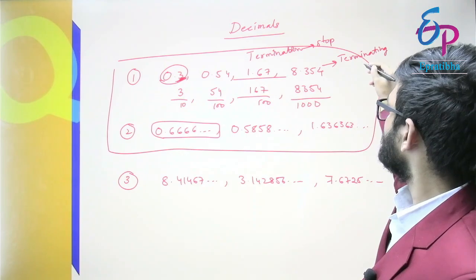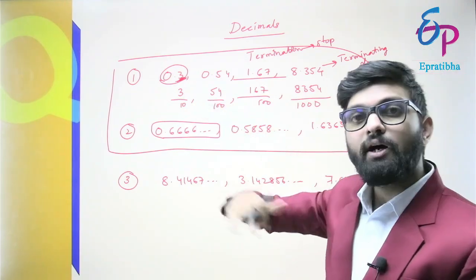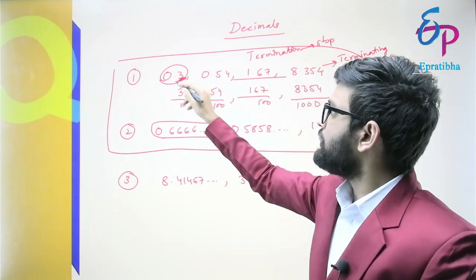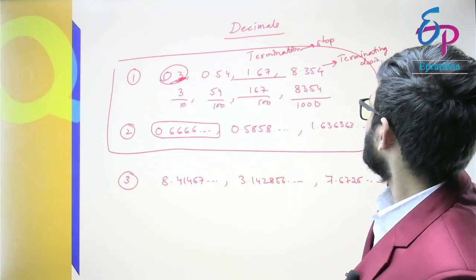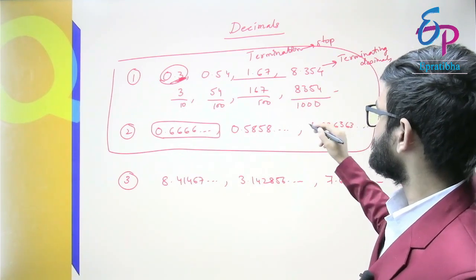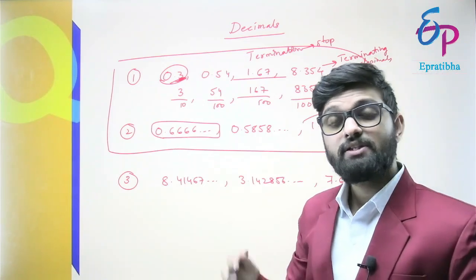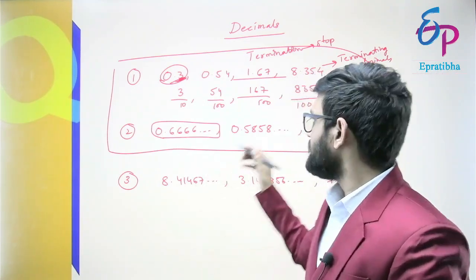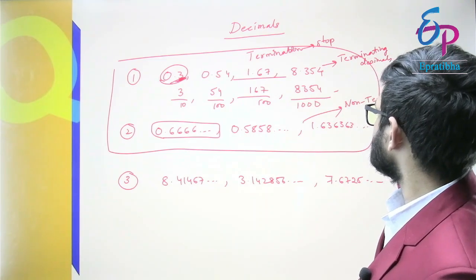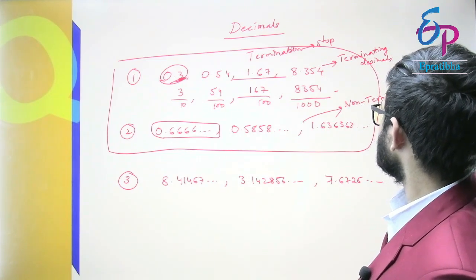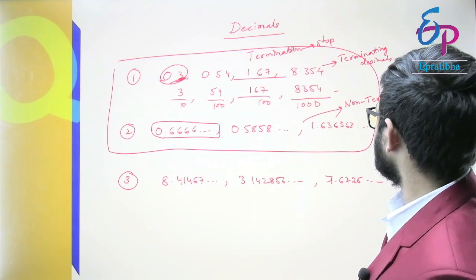What are these decimals called? If the decimal is being stopped after some time, you call those numbers terminating decimals. But here, are the decimals stopping, yes or no? No. If the decimals are not being stopped, we call those decimals non-terminating decimals.